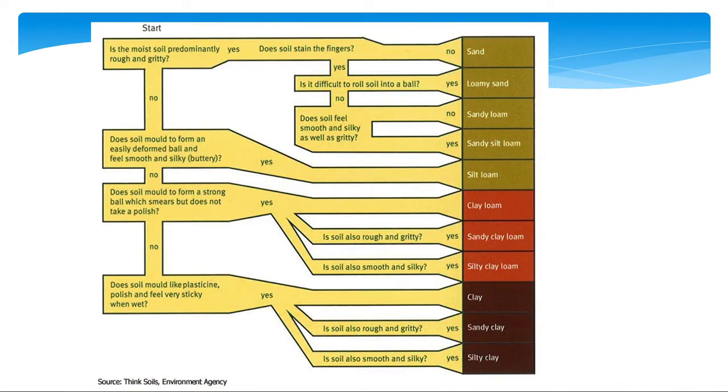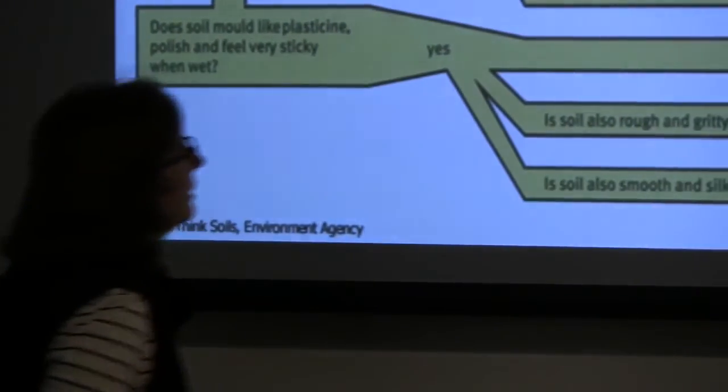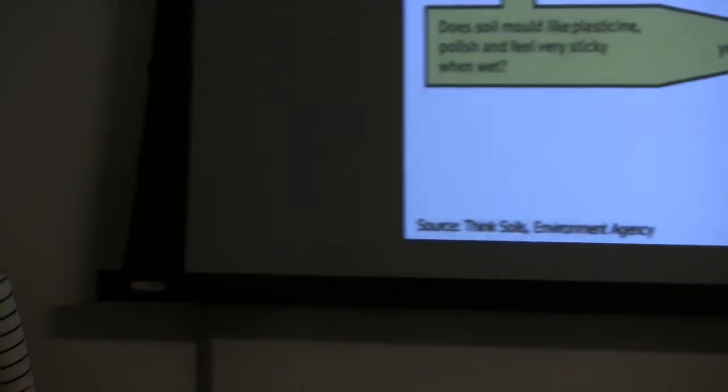But if it's also rough and gritty, you can have what's called sandy clay loam. But if it's moldable and smooth and silky, it can be silty clay loam. But if it does mold like plasticine and it's very sticky when wet, and you're really getting stained and it's just kind of a mess, then you probably have clay. If it is rough and gritty, it's sandy clay, and if it's smooth and silky, then it's silty clay.